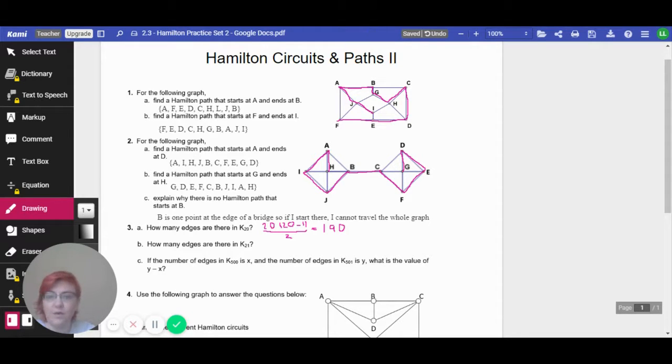What about a K21 complete graph? Well, that's going to be 21 times 21 minus 1 divided by 2. On my calculator, I get 210 edges.